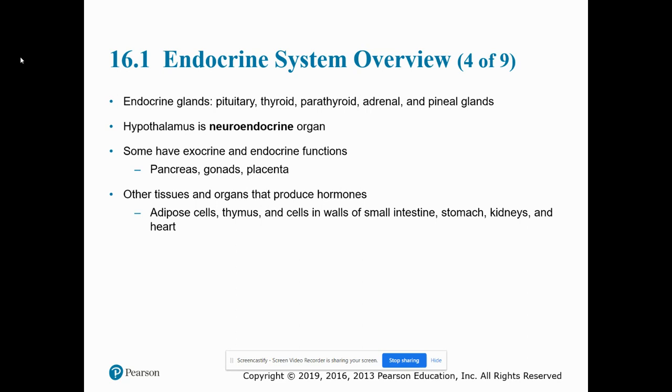Other tissues and organs that produce hormones include adipose cells, which are fat cells, thymus, which sits a little bit above the heart, the cells in the walls of the small intestine, stomach, kidneys, and heart.